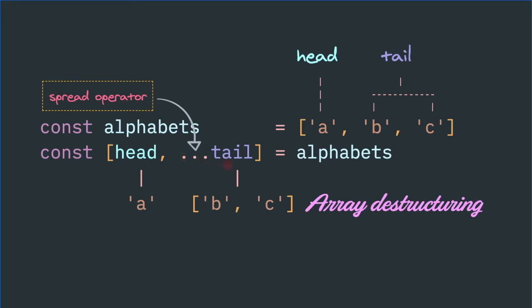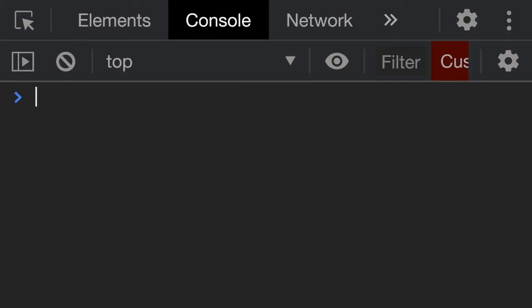So instead of breaking into individual elements like B and C, it will store B and C as an array into the tail.